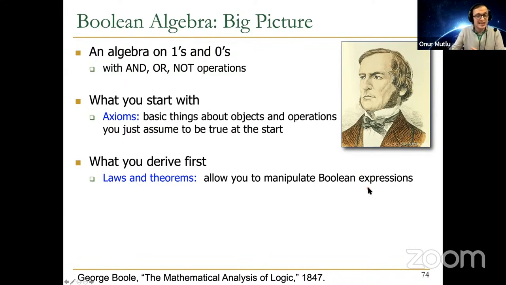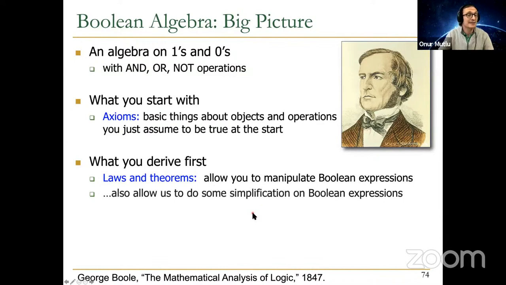And in our context, we have a function that we want to implement in hardware. We manipulate these Boolean expressions so that we can minimize the number of gates we use to implement this function. That's why this is important for us. These laws and theorems enable us to transform the function to something we can implement with minimal cost, let's say, or with minimal latency. If you're more sophisticated, with minimal power consumption and minimal latency and minimal cost at the same time, right?